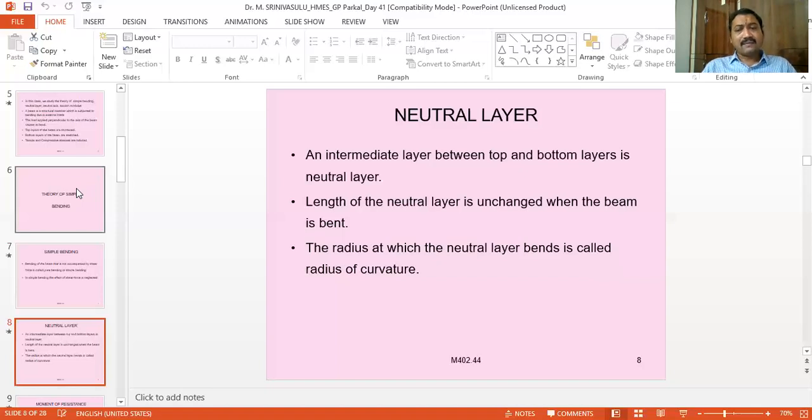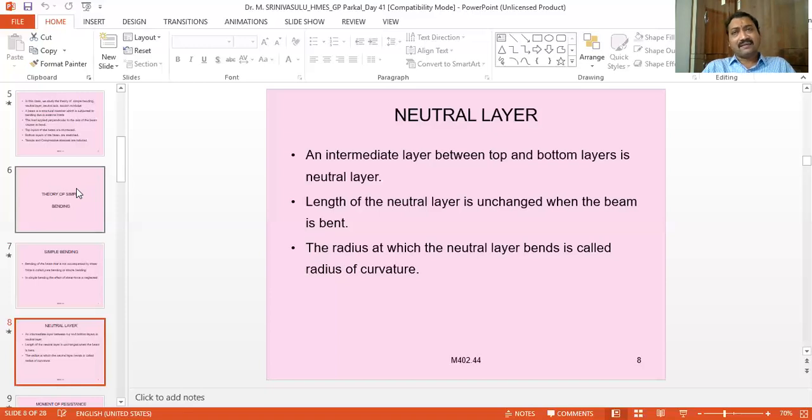So the neutral layer is very important. Whenever we take any cross section, we get the top layer and bottom layer. The midpoint of the top layer and bottom layer is the neutral layer. For example, if it is a rectangular cross section, we can say it is the midpoint. If it is an I section, then we have to take the centroid, that is nothing but the centroidal axis.